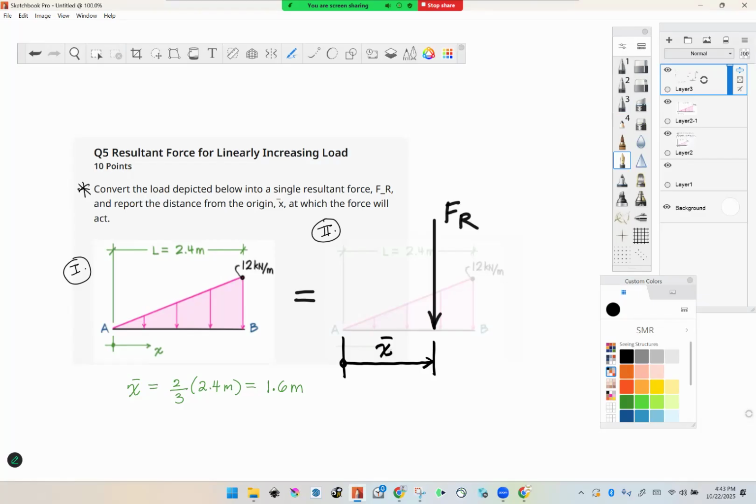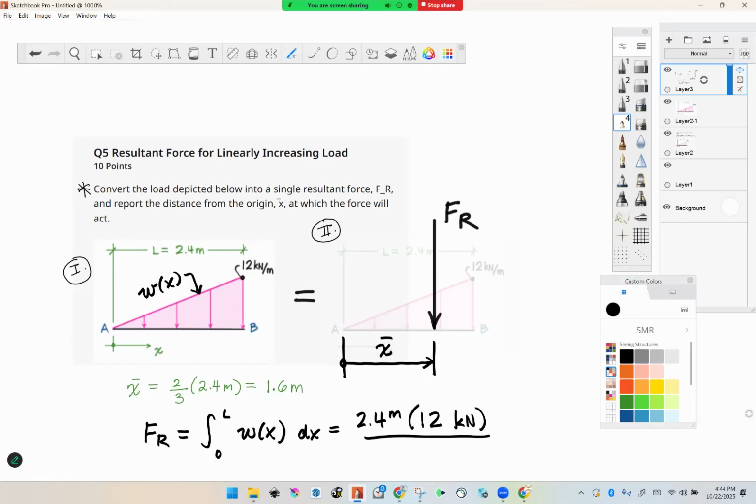And then the amount of the force, F sub r, I just want to integrate the function. So if I make this 0, so if I go from 0 to L, and I gave this some kind of a function like this that described that, integrate that function with respect to length x. That will tell me how much force it is. And this one I can just do area of a triangle. So 1/2 base times height. So the base of the triangle is 2.4 meters. The height of the triangle is 12 kilonewtons per meter, and divide by 2 because it's a triangle.